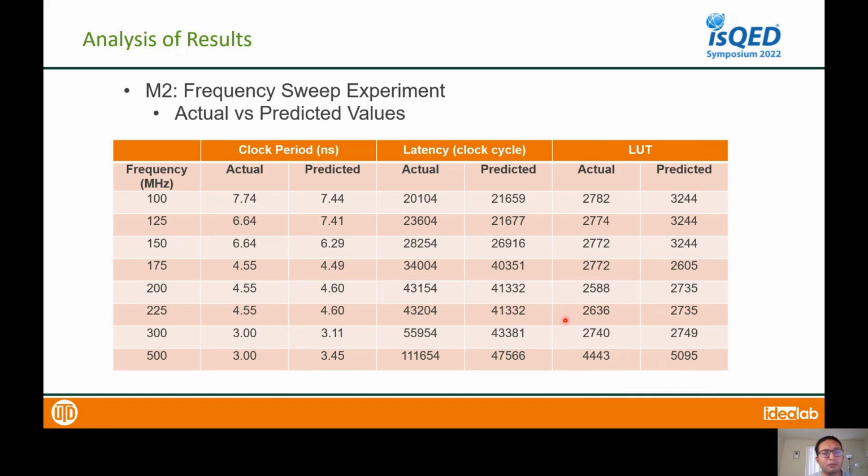In the next experiment, we performed a frequency sweep experiment where we trained on three different frequencies: 100 megahertz, 150 megahertz, and 200 megahertz, where we generated around 100 different versions for each of the three frequencies by performing design space exploration and changing the pragmas. And we predict on 8 different frequencies. Here, instead of mean absolute percentage error, we have plotted the actual values reported by our tool using the machine learning model.